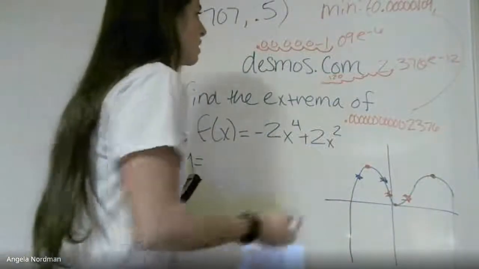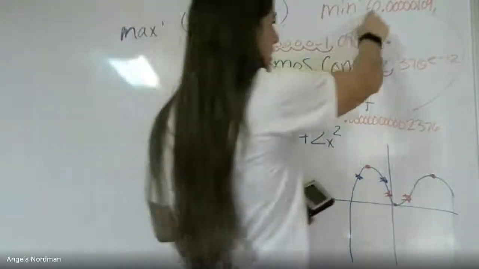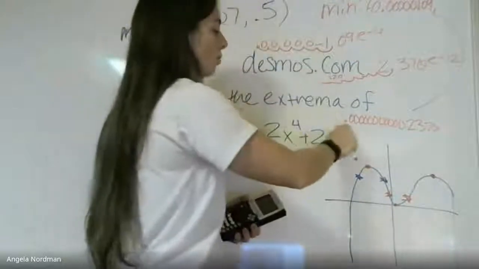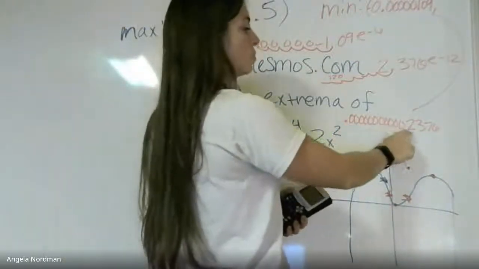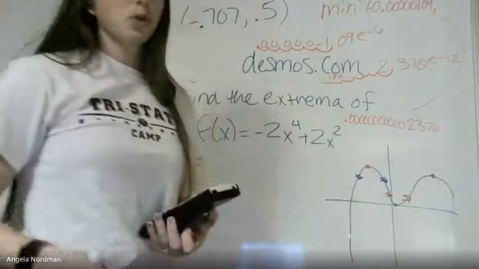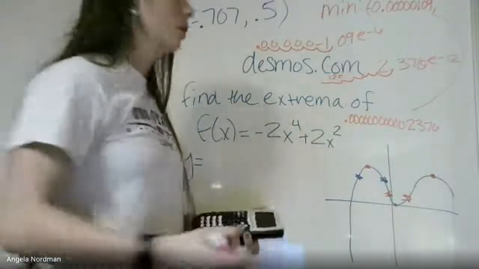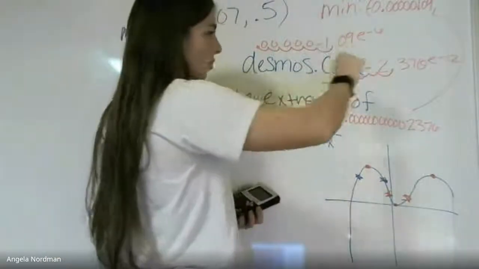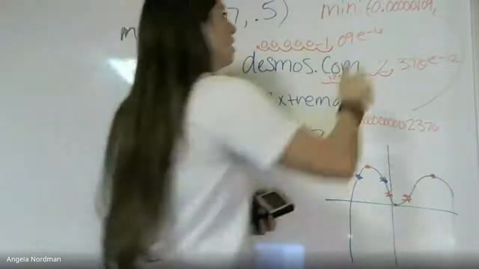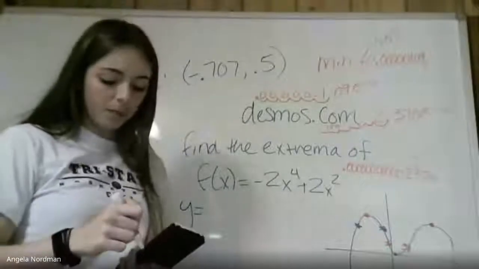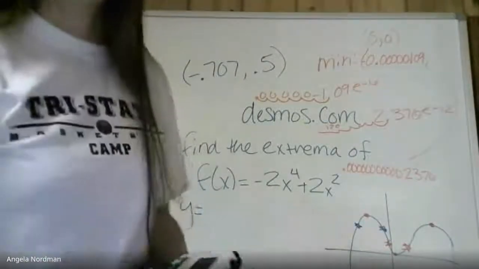Looking at this number, negative 0.000000109 or 0.02376, those numbers are super, super close to 0. You might be getting decimals a little bit differently, and that's okay. What I'm going to tell you is this number is rounding to 0, 0. So you can call that minimum (0, 0). Once we're that close, go ahead and round them.